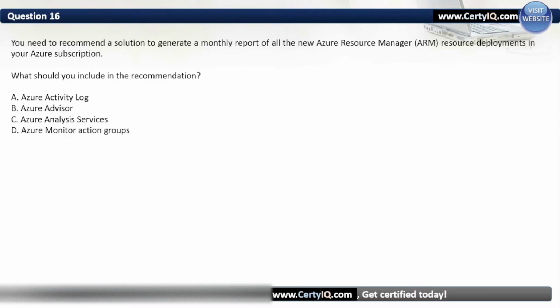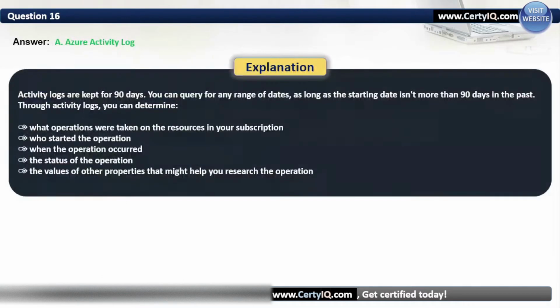The correct option is A. Azure Activity Log. Activity logs are kept for 90 days. You can query for any range of dates as long as the starting date isn't more than 90 days in the past. Through activity logs, you can determine what operations were taken on the resources in your subscription, who started the operation, when the operation occurred, the status of the operation, and the value of other properties that might help you research the operation.